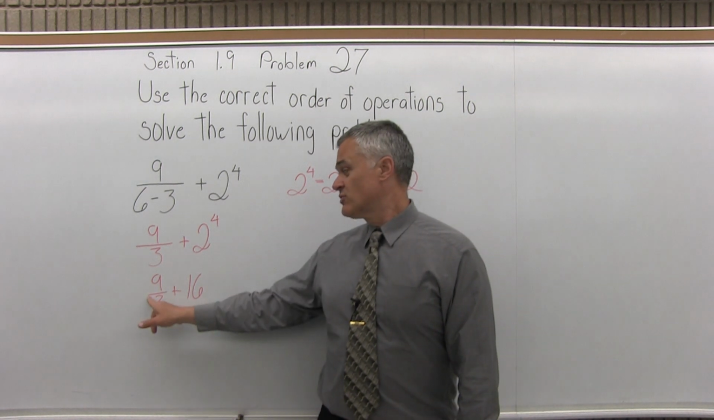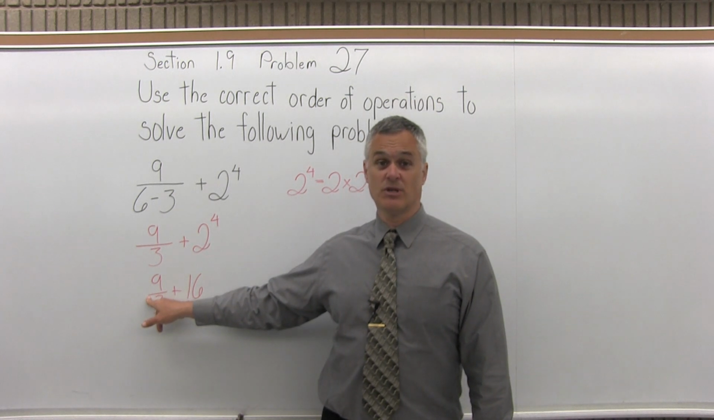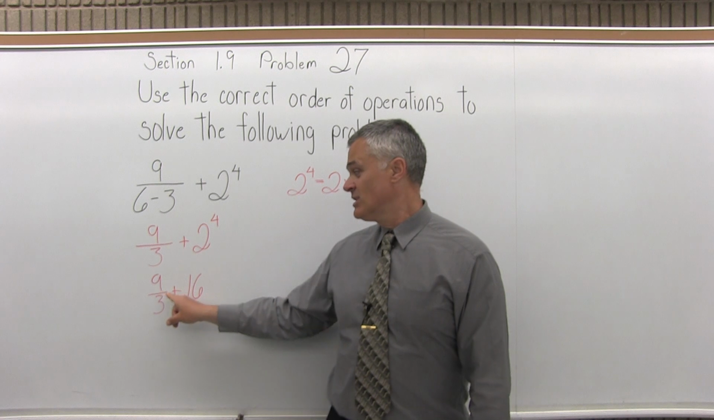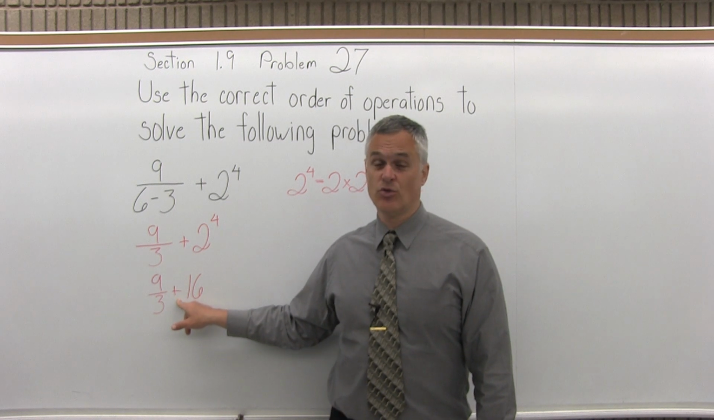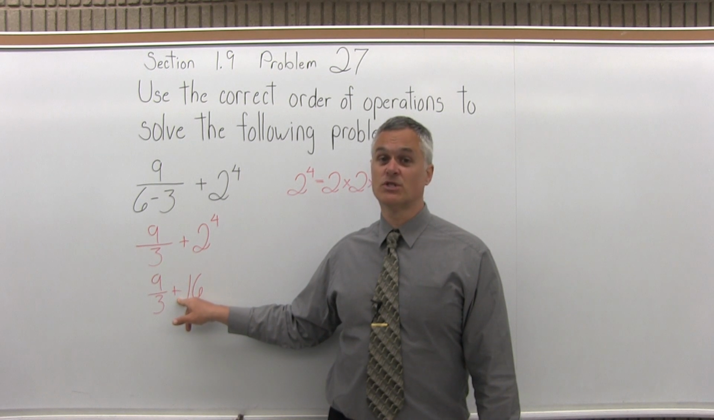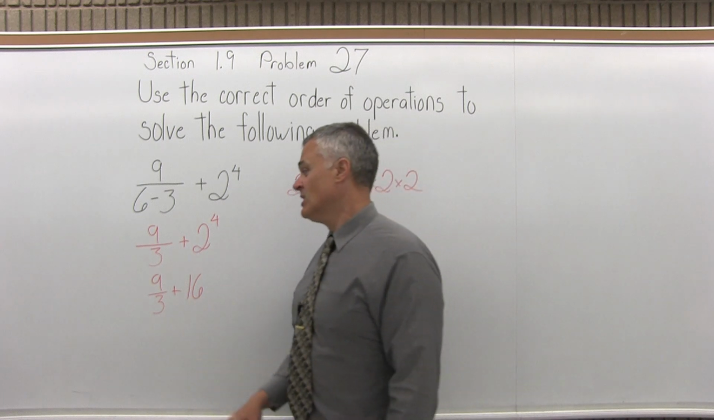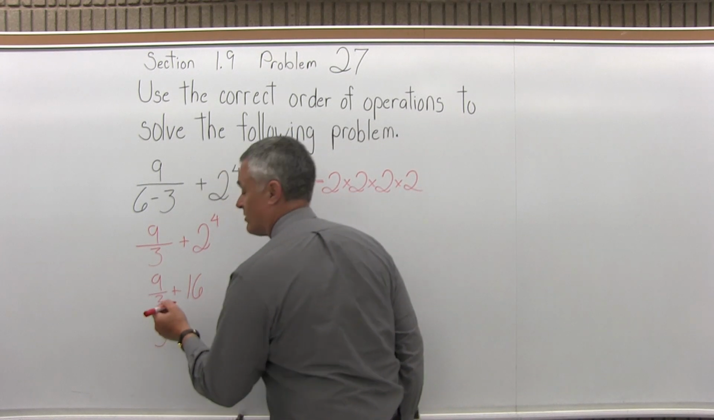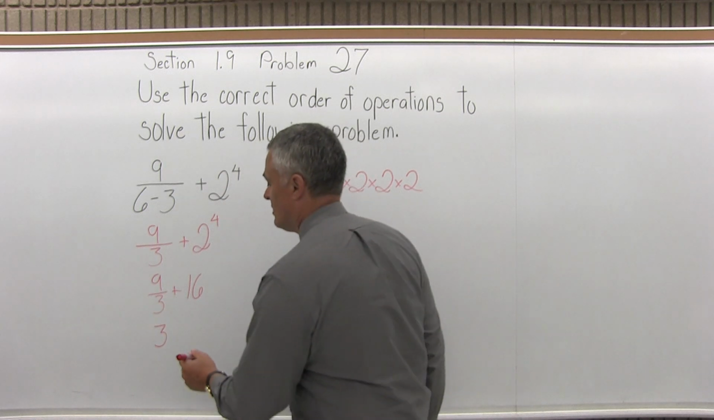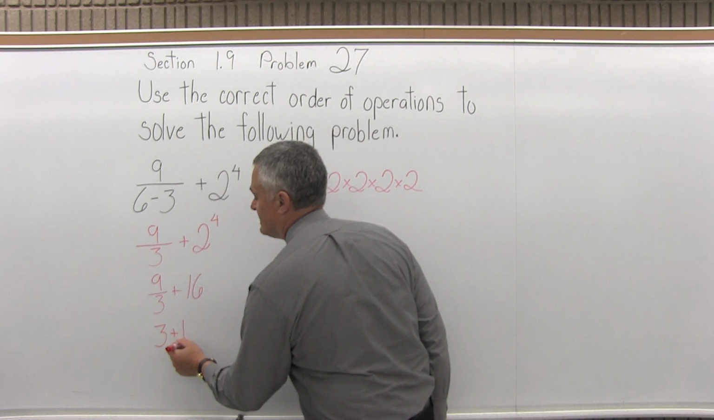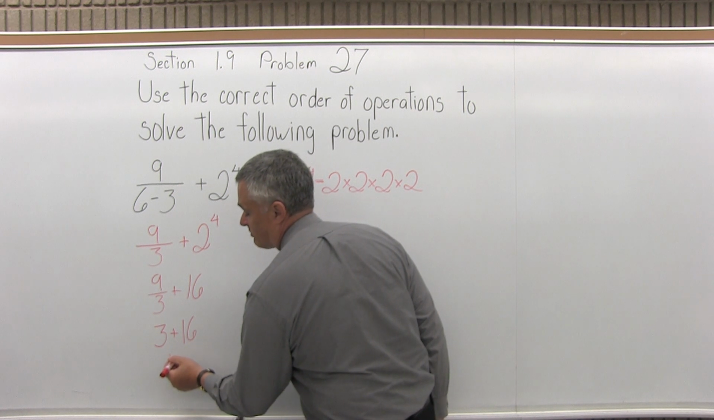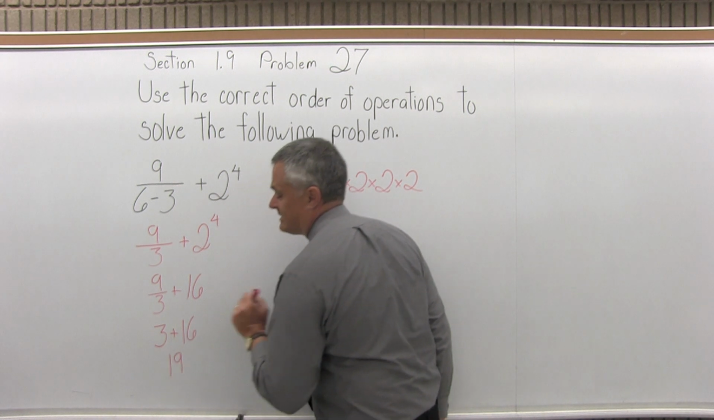So the 9 over 3 is really a division. It's 9 divided by 3 plus 16. So now I have 2 operations remaining. I have a division and I have an addition. Well, the order of operations says you must do division before addition. So the 9 divided by 3 I can replace with a 3. 9 divided by 3 is 3. 3 plus 16. And now I can just do that one operation. 3 plus 16 is 19.